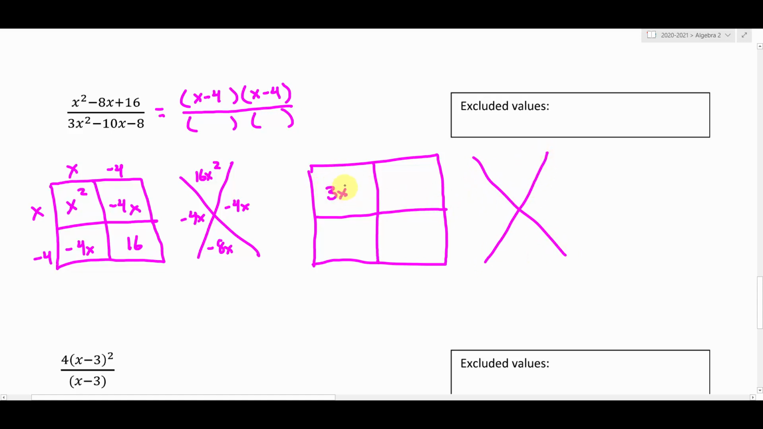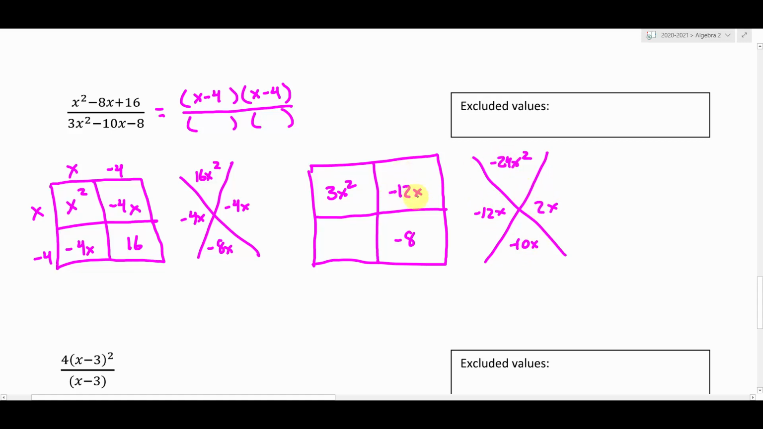Okay, so we got 3x squared going in the upper left, -8 going in the bottom right, -10x in the bottom of the diamond, multiply to get -24x squared in the top. And so I'm looking for two numbers that would multiply to -24 and add to -10. So that's going to be -12x and +2x. That was a tricky one. All right, so -12 plus 2 is -10, and -12 times 2 is -24.